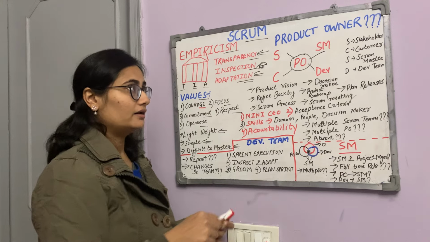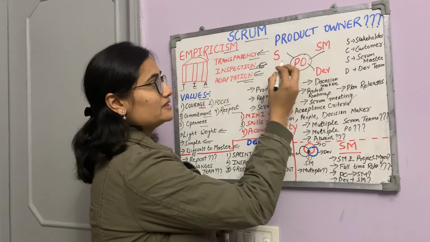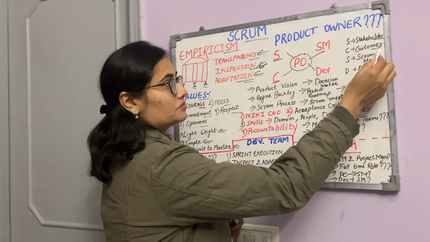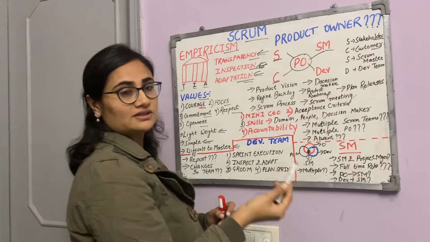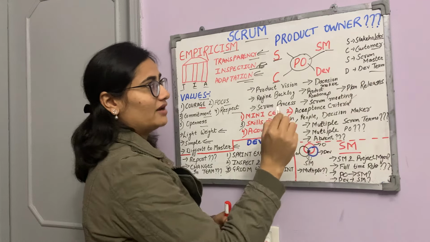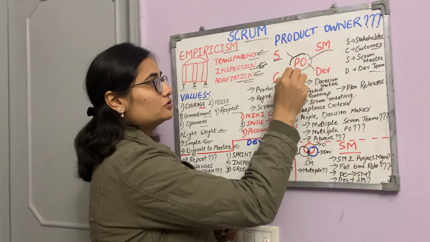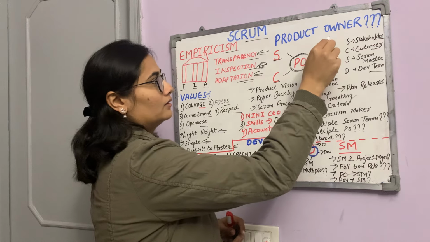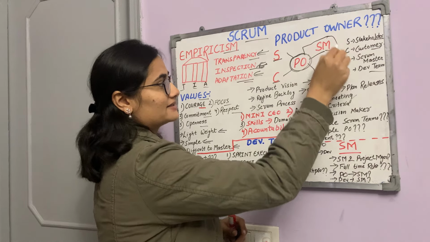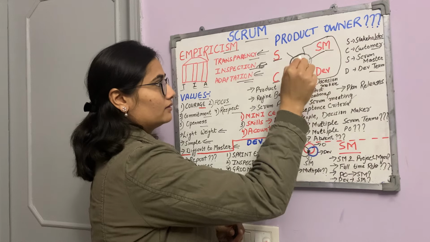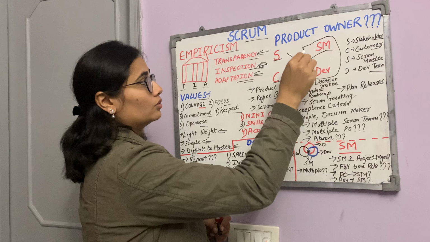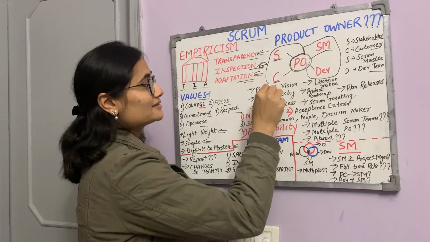So here in this figure, what we see, S stands for stakeholders, C stands for customer, SM is for Scrum Master, and D is for the development team. So in the center, which you see, is the product owner. So he is the one who is dealing with, firstly, collaborating with the internal team and also with your external team.